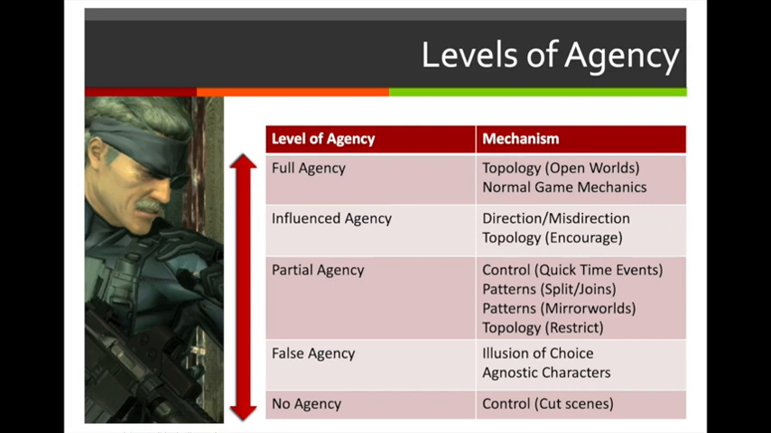So in a sense, we have a number of different ways of managing agency, depending on whether we want to give people full agency, in which case we just have to restrict them by being careful what game mechanics we give them and using open world topology. We can influence their actions through direction and misdirection. We can give them partial agency by using things like QuickTime events, by using patterns like split joins, or even using topology again. So having a door which only becomes unlocked after a certain point of the story, so that we are forcing them to not progress until we are ready for them to progress. We can give them false agency, the illusion of choice, agnostic characters, and we can remove agency from them completely and make critical decisions something that happens, for example, in cutscenes.